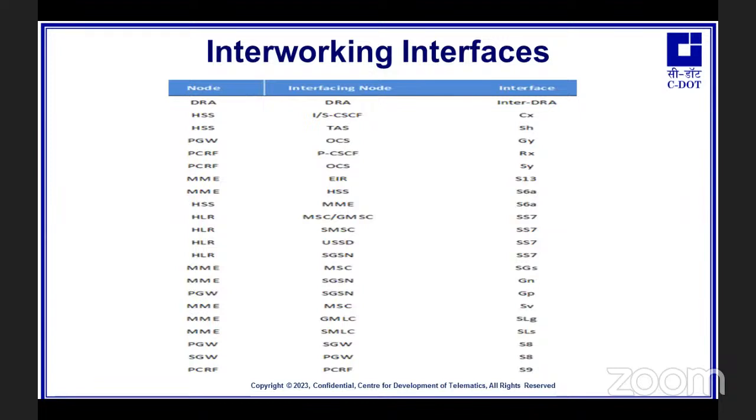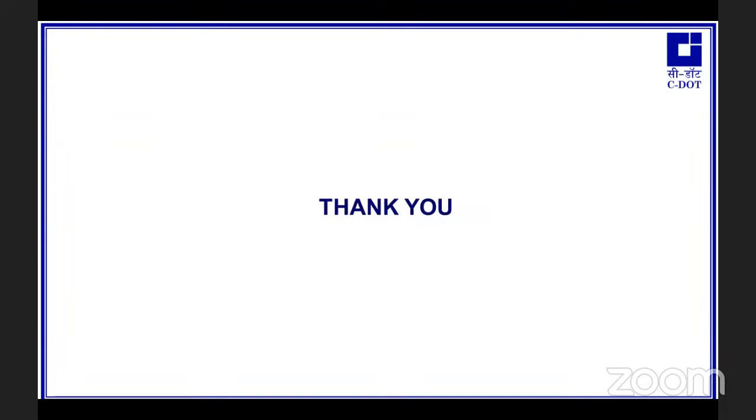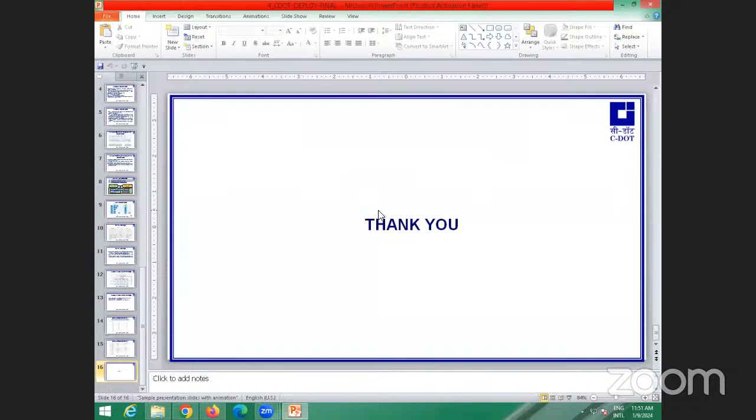So these are the interworking interfaces. We will cover it in the next slide. This is the overall view. The nodes are interfacing, and the interfaces are given in the right column. The next slide is the same thing. These are the interworking interfaces with the different BSNL nodes and all. Thank you. This is for this particular session.